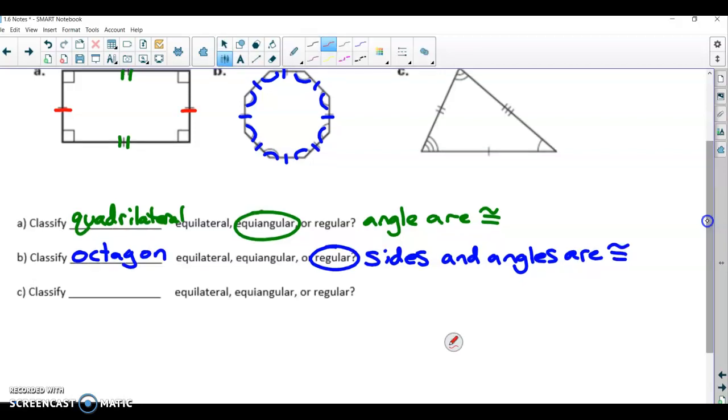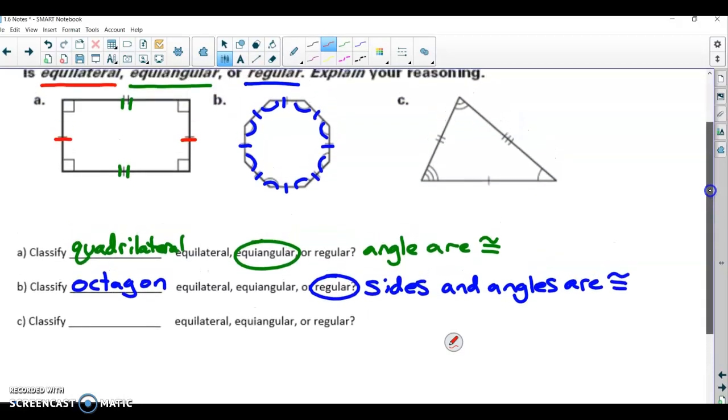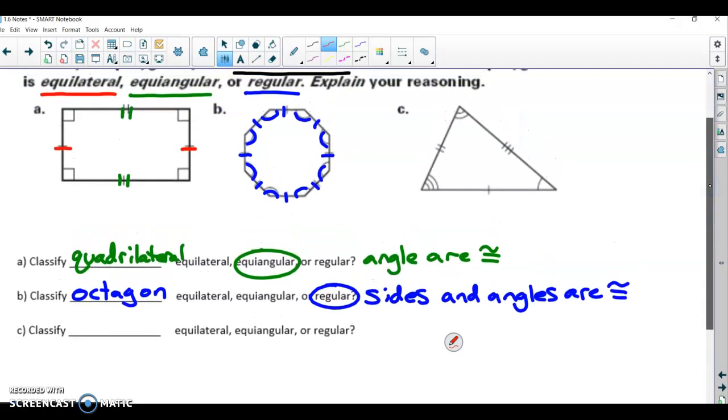Then if we look over at our triangle, now it's got the congruent marks on it, but notice that side only has 1 mark. And this side has 2 tick marks. This side has 3 tick marks. So they're different length sides. So even though they've got the little tick marks there, none match up with each other. So none of those sides are congruent. So it is not equilateral.